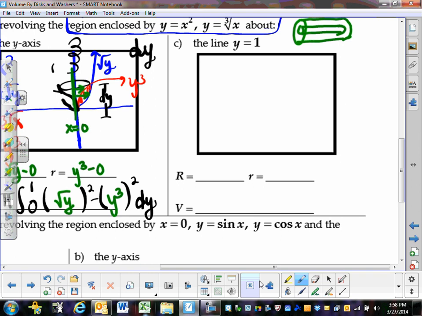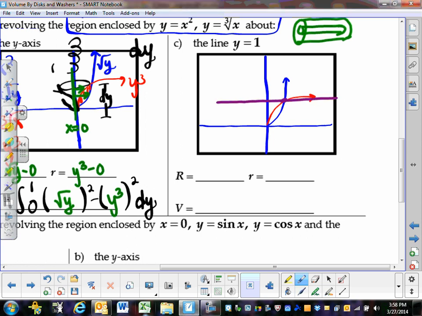Okay, now again we're taking the same shape, but this time we're going to rotate around y equals 1. So we only have this part of the graph for x squared and the right-hand side of the graph for the cube root of x. I keep saying that backwards. Now if we rotate around the line y equals 1, that's going to go right through the intersection of the graphs. So we're still going to have a flower petal type reflection.